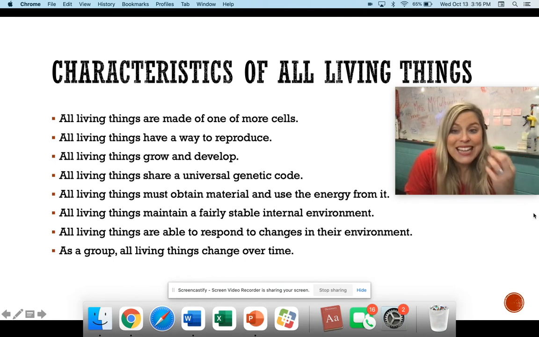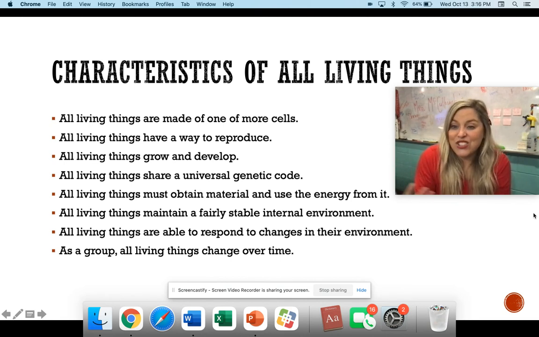You can taste certain things. If things don't taste right, we know we probably shouldn't eat those. All of our senses, so that's hearing, seeing, smelling, tasting, feeling, all of those allow us to respond and change based on what's going on in our environment.